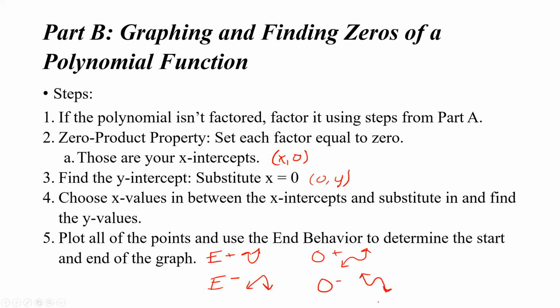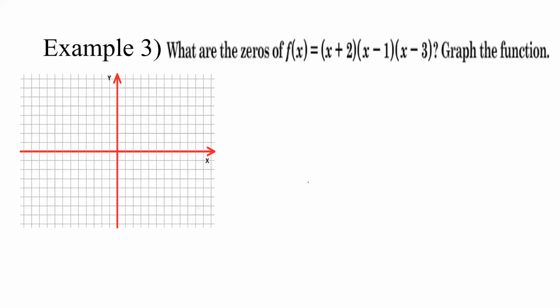Okay, let's dive in. So here we have, what are the zeros of f of x equals x plus 2, x minus 1, x minus 3, graph the function. Well, step 1 says to check to make sure that it's factored. Well, look at that, check. It is factored already, okay?